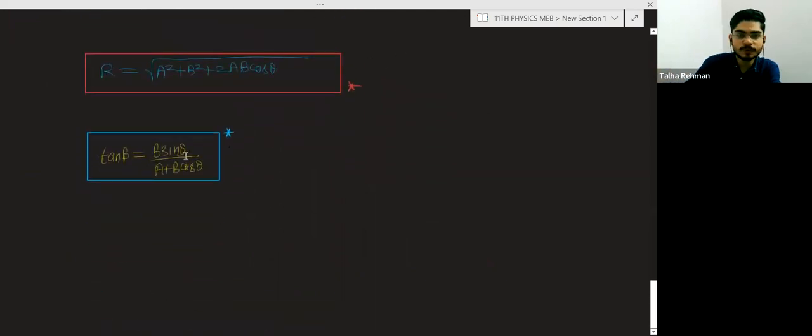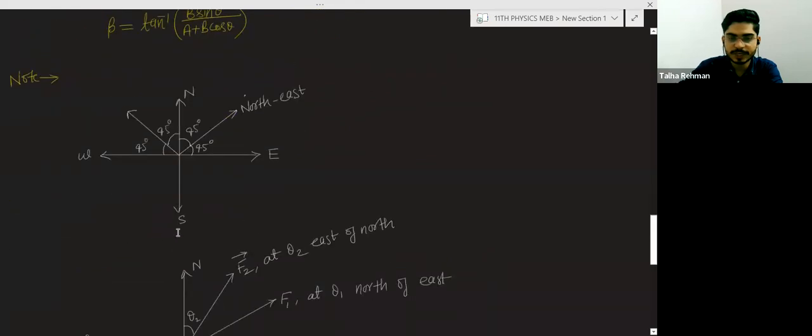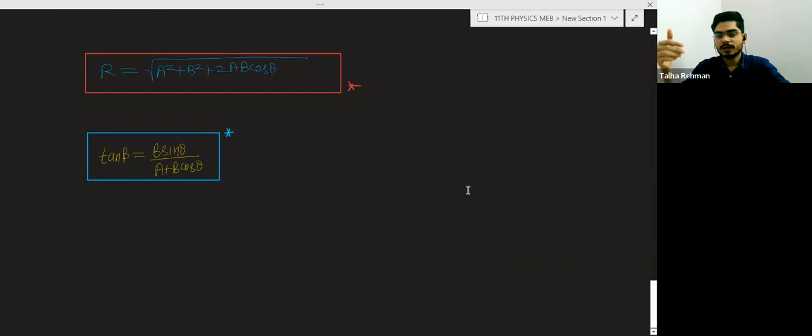Or you can say, suppose tan beta is equal to a sin theta over b plus a cos theta. This can be the formula also. But that case will be different. That is the case when you are taking the a vector this and the b vector this. In that case, the resultant vector will make the angle beta with the b vector. So take any vector, the result will remain the same. But you should know the angle beta, with which vector the resultant is making the angle.